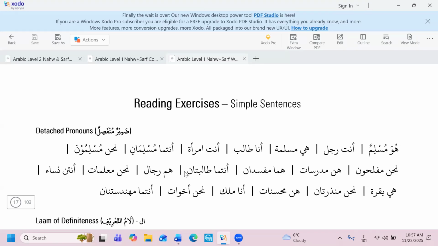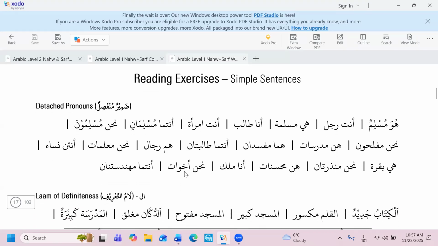So I think imra'a starts with the hamzatul wasl, but we won't complicate it for now. We just say anti imra'a. Or if you join it, antim ra'atun. Okay, next, what's the meaning of imra'a? Woman. Yeah. And then next one, antuma muslimani. Both of you are. And then nahnu muslimuna.